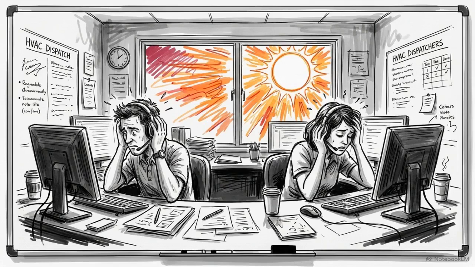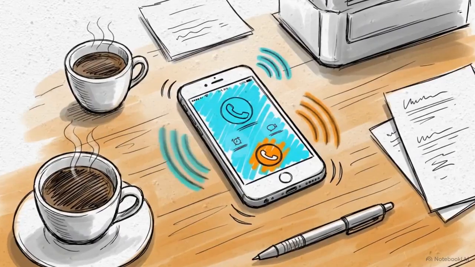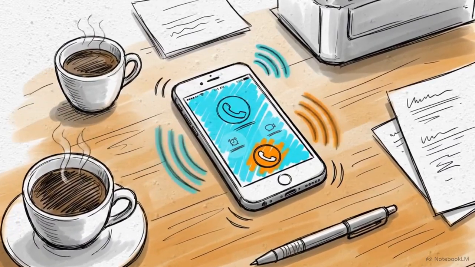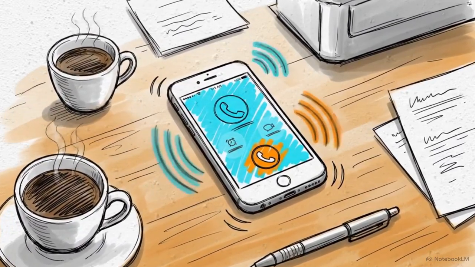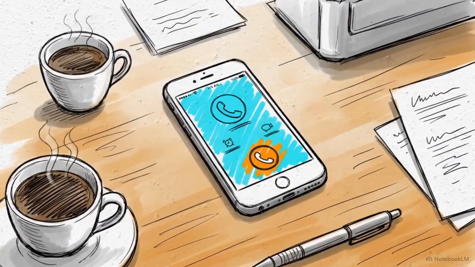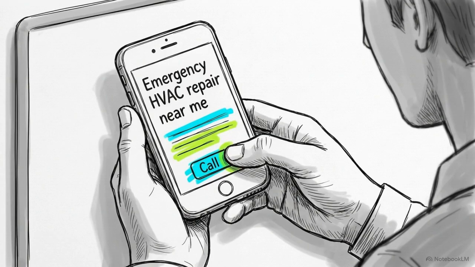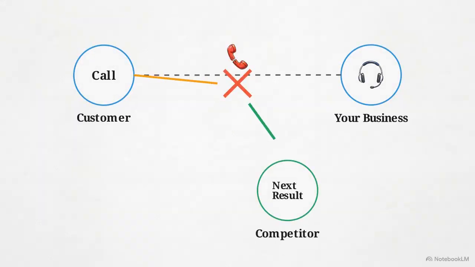It is the middle of a July heat wave, and your office lines are slammed. A customer's AC just died. They call your main number, and no one can pick up. The phone rings until the screen goes dark. They do not leave a voicemail. They hang up, search online for another local HVAC company, and dial the next result. That single missed ring is a lost install, handed directly to a competitor.